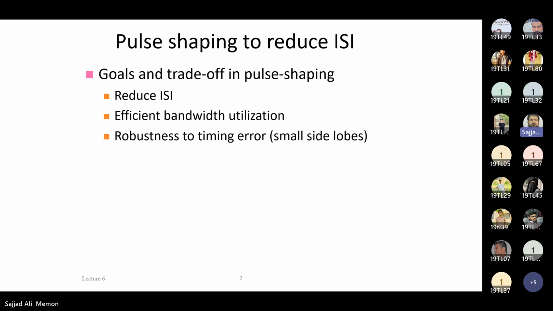So what are the goals of pulse shaping filters? Its main goal is to reduce the ISI. The second one is to use the bandwidth efficiently. And third is robustness to timing error, that is small side lobes. Basically this third one is due to time dispersion, so it also reduces the time dispersion. It also increases the bandwidth utilization. It also reduces the inter-symbol interference.